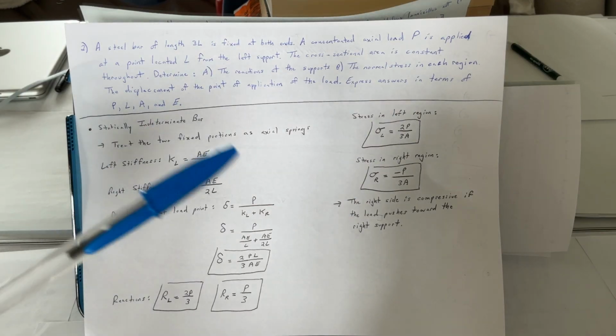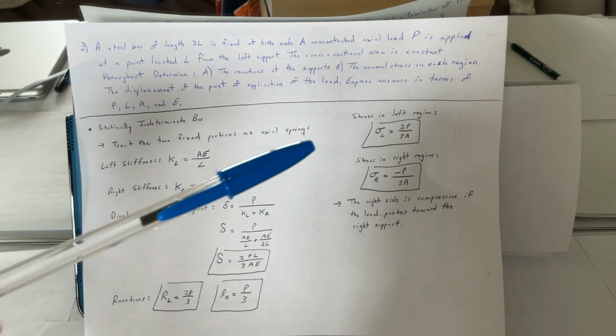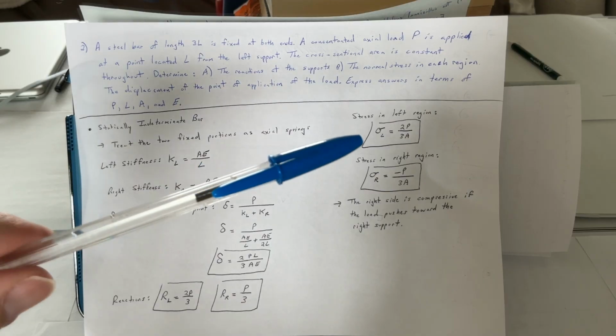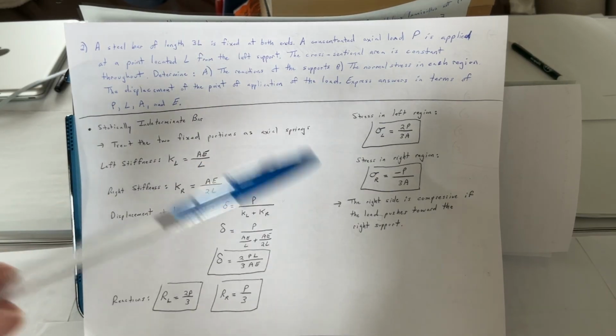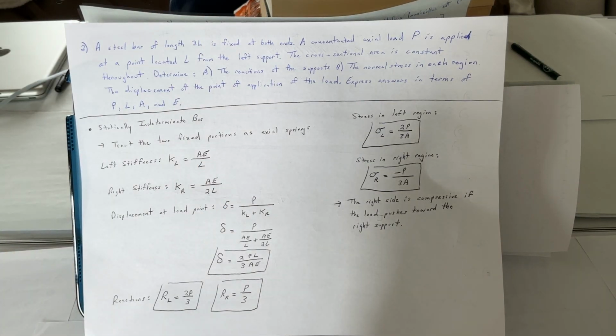Okay, so from here, stress in the left-hand region, that's going to be sigma sub L is 2P over 3A. Stress in the right region, sigma sub R is negative P over 3A. And we could say here, the right side is compressive, okay, if the load pushes toward the right support. Okay, so that takes care of number two.